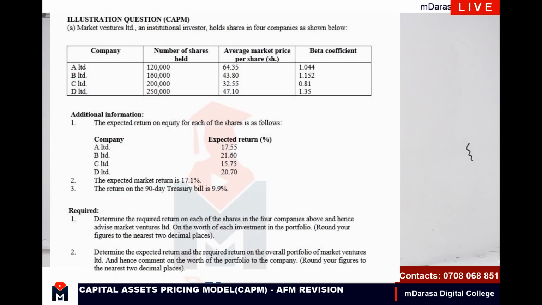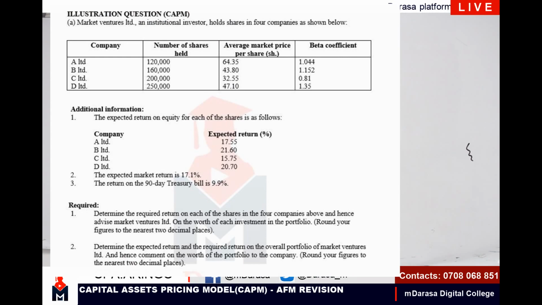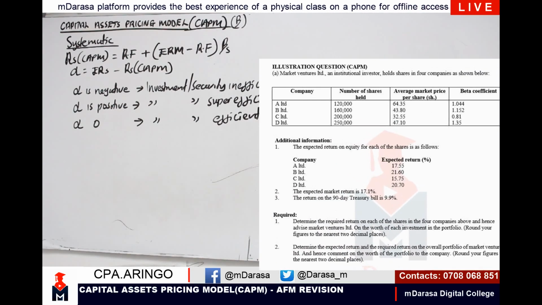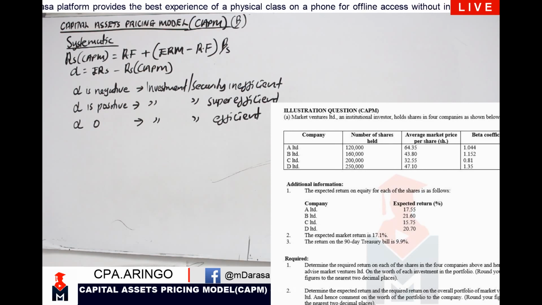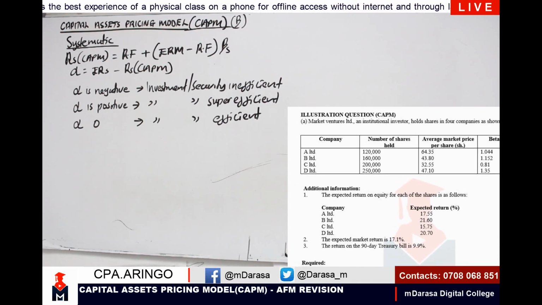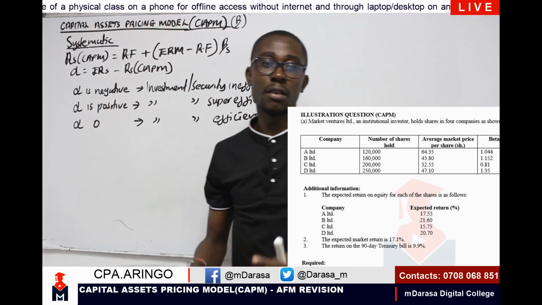We are also asked to determine the expected return and the required return on the overall portfolio of Market Ventures Limited, and hence we need to comment on the worth of the portfolio to the company. So that is the case where the examiner wants us to determine the worth of the portfolio. So I'm going to squeeze this question here. That is the event whereby the examiner wants us basically to determine the worth of our portfolio.